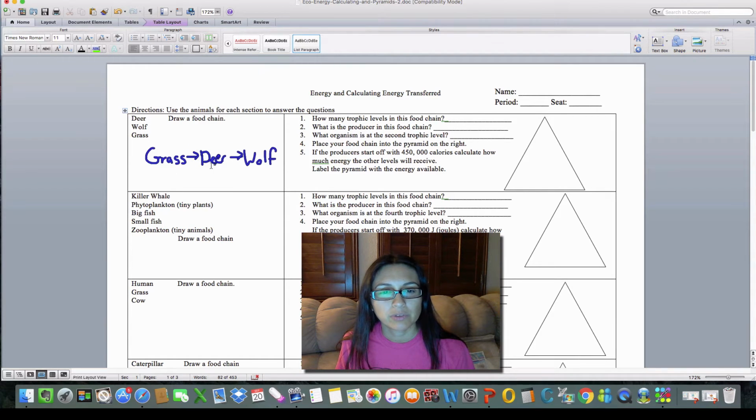We have our three trophic levels, we have three organisms total, and we're showing that when the deer eats the grass, energy goes to the deer. When the wolf eats the deer, energy goes to the wolf, and that's the whole point of our food chain, of course.